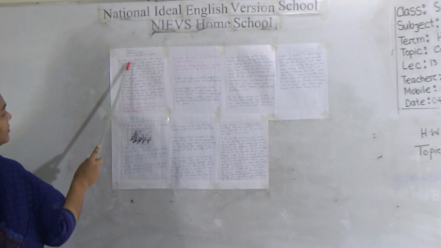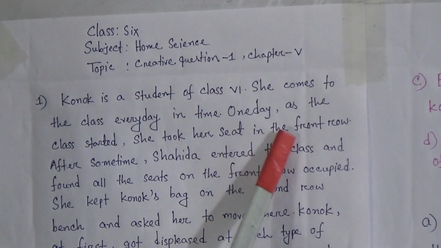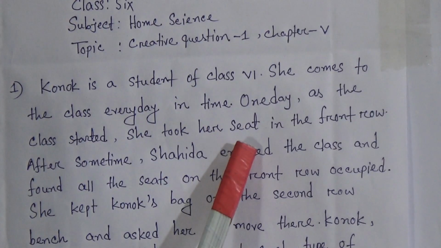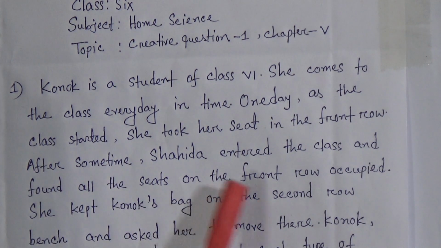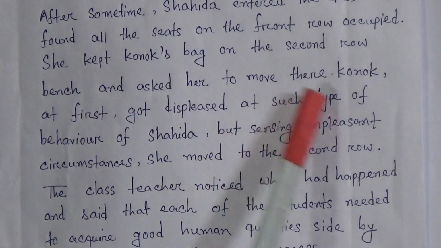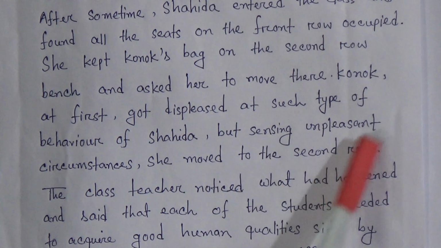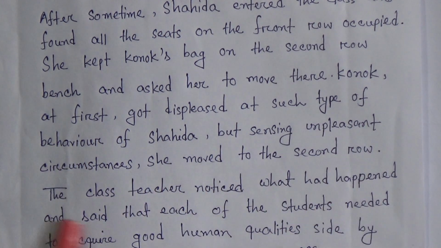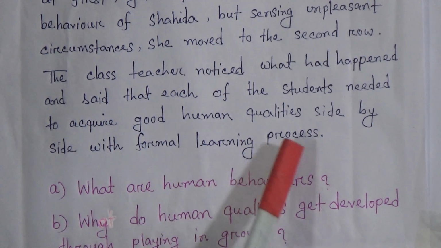Question 1. You will get this question from your textbook, from chapter 5. Number 1. Konok is a student of class 6. She comes to the class every day in time. One day, as the class started, she took her seat in the front row. After some time, Shahida entered the class and found all the seats on the front row occupied. She kept Konok's bag on the second row bench and asked her to move there. Konok at first got displeased at such behavior of Shahida, but sensing unpleasant circumstances, she moved to the second row. The class teacher noticed what had happened and said that each of the students needed to acquire good human qualities side by side with formal learning process.